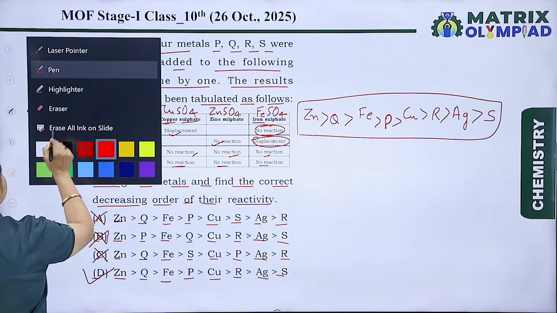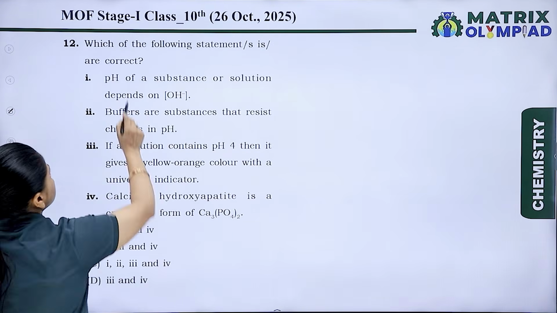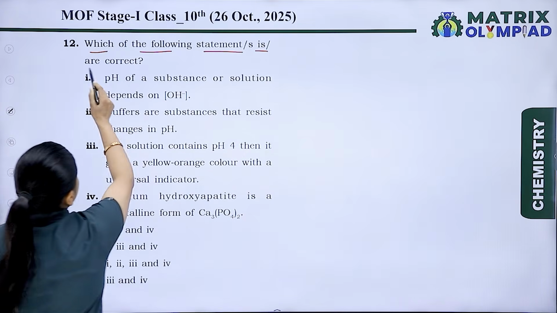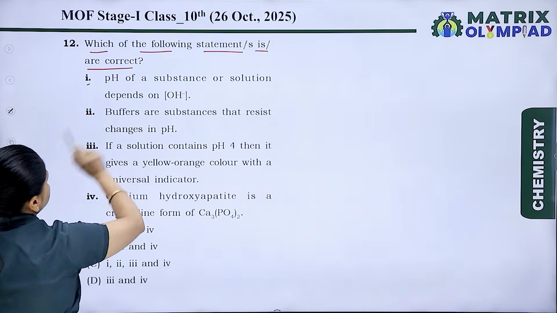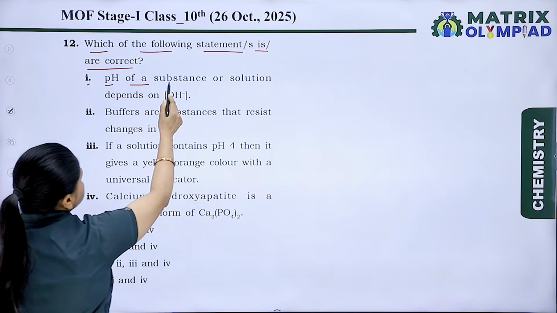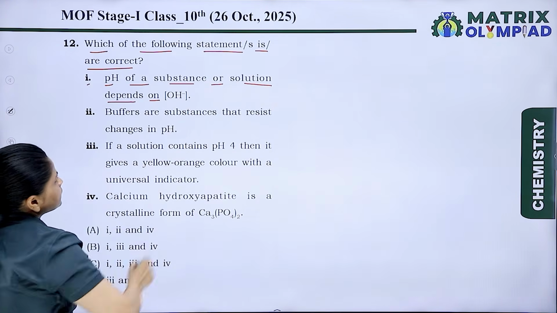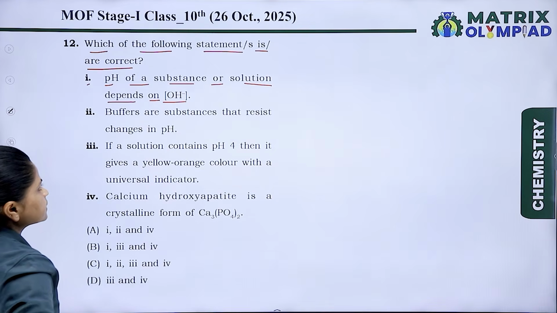Now the next question is, which of the following statements is correct? The first statement is, pH of a substance or solution depends on the concentration of OH minus ions.